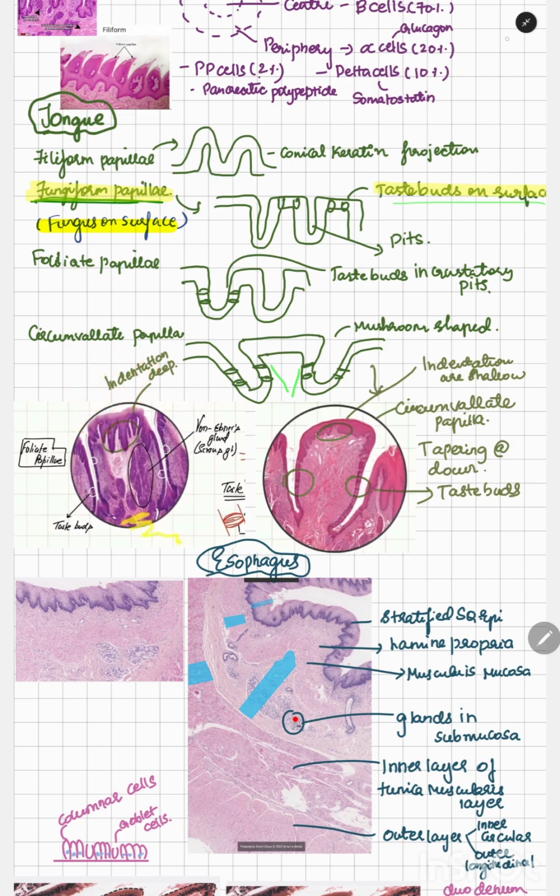Okay. So the important point about filiform is it doesn't have any taste buds. Conical projection. Fungiform, taste buds are found on the surface. Foliate, they are found in the grooves. And circumvallate, mushroom shaped, is the largest papillae.